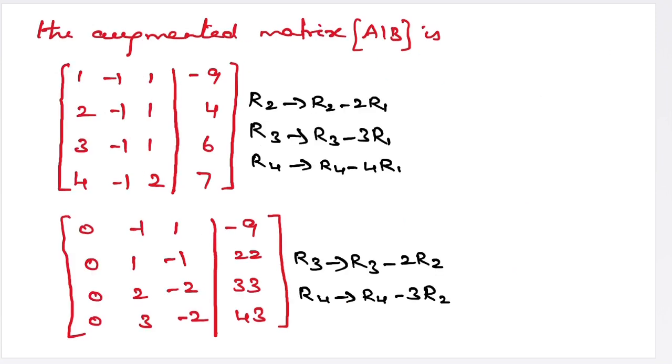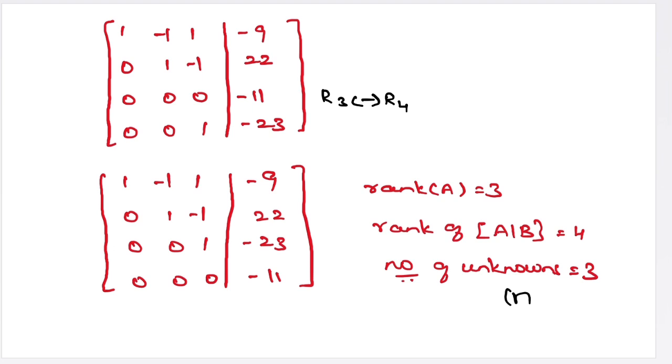Then form the augmented matrix. We get this matrix and apply elementary row operations to reduce into row echelon form. So we have done all these operations and we have got row echelon form, and from this we got rank of A is equal to 3 and rank of augmented matrix is equal to 4 and number of unknowns, that is n, is equal to 3.